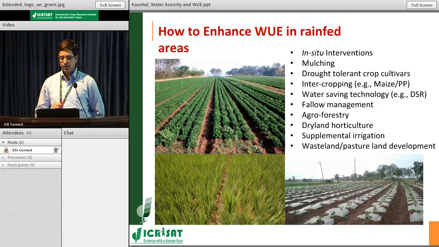This shows that it is very much possible to enhance the water use efficiency by double or maybe 3 times if we do the crop, water, nutrient and agronomic management. For example, in situ interventions, mulching, and then following the drought tolerant cultivars and other things.